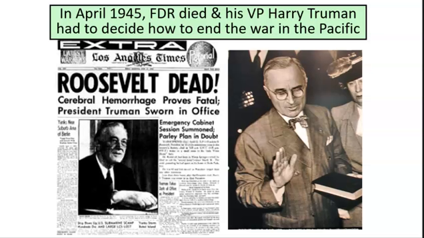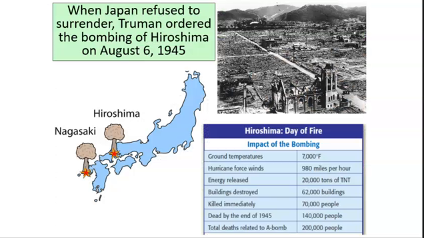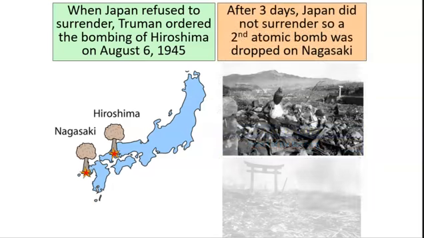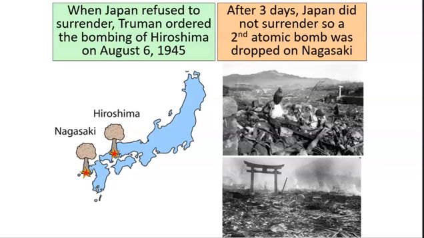Now, in 1945, though, FDR is not able to finish out the war. He passes away. And that makes his Vice President, Harry Truman, the new President of the United States. And he has to decide how exactly he's going to end the war. Now, Japan had refused to surrender. And so Truman is going to order his new weapon, the nuclear bomb, to be dropped first on Hiroshima on August 6, 1945. And then, when Japan refused to surrender, he's going to drop a second one on Nagasaki just 3 days later.